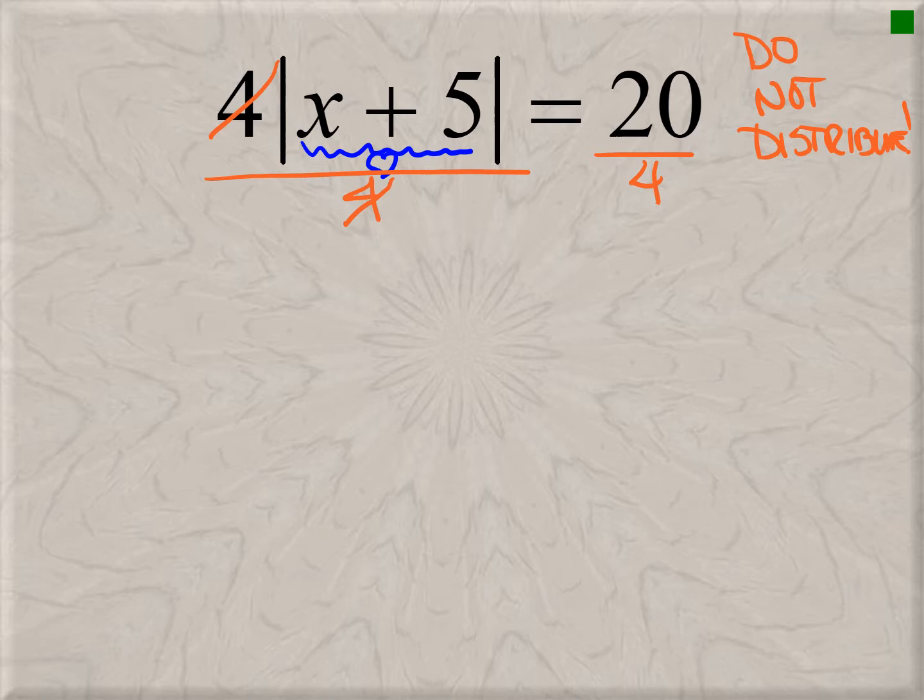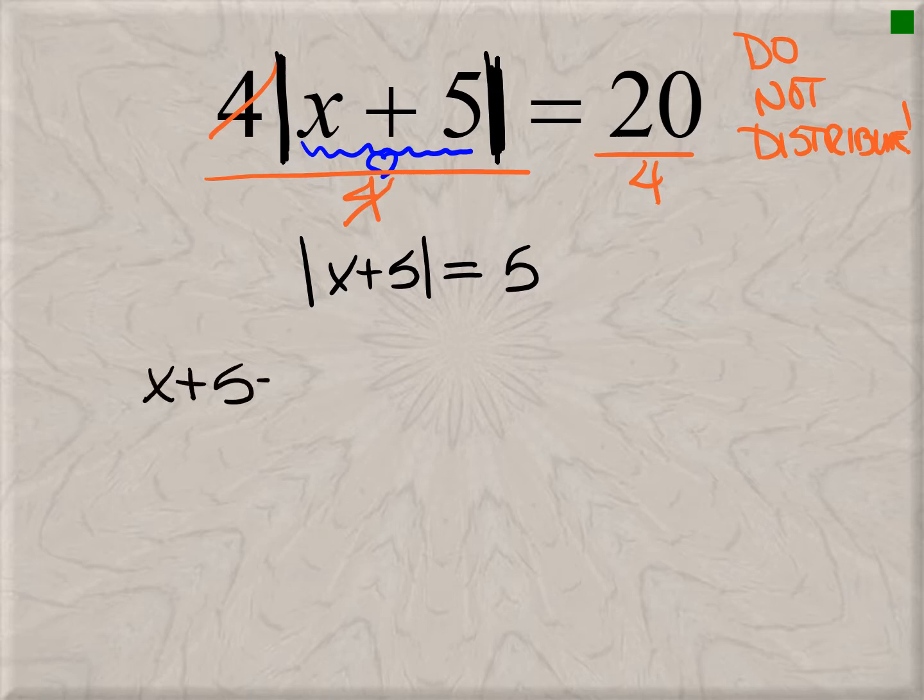Absolute value bars, these guys right here, are different than parentheses. They're a grouping symbol, but you can't distribute into them. It's against the law. So those cancel. I have the absolute value of x plus 5 here. Over here, 20 divided by 4 is 5. So now the absolute value is all alone.